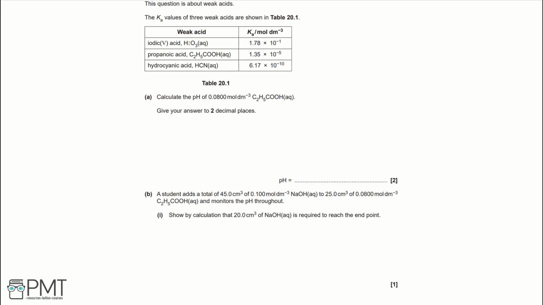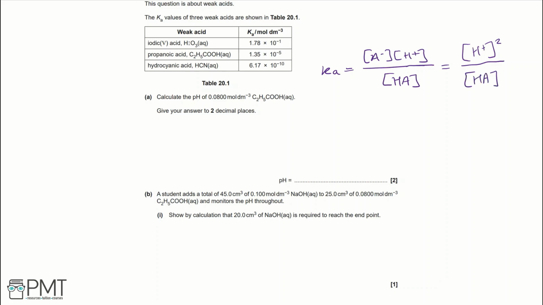For this question, we're going to use multiple equations. The first equation we're going to use is Ka equals A minus multiplied by H plus, all over HA. So this is the general equation. What we're going to do is assume that the concentration of A minus equals the concentration of H plus, and we can have H plus squared over HA. And that means we can then rearrange to work out H plus.